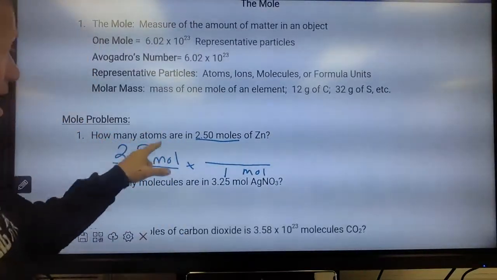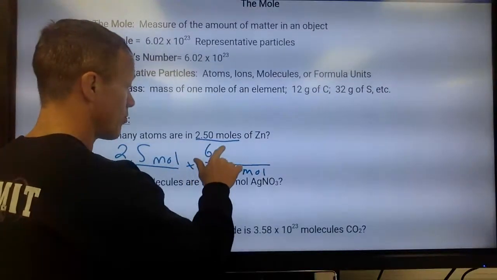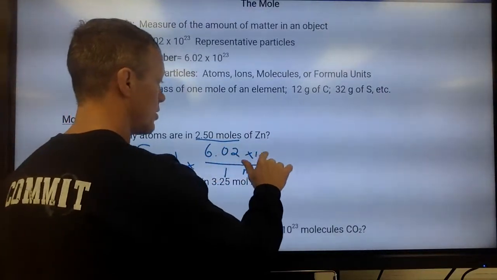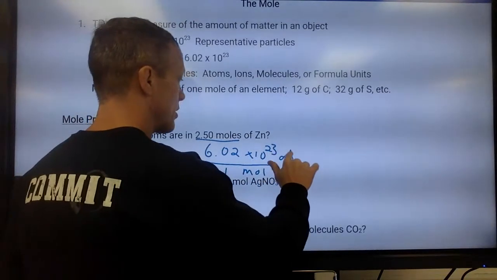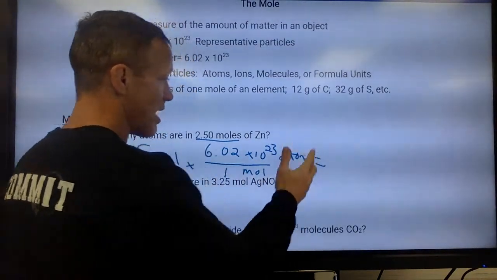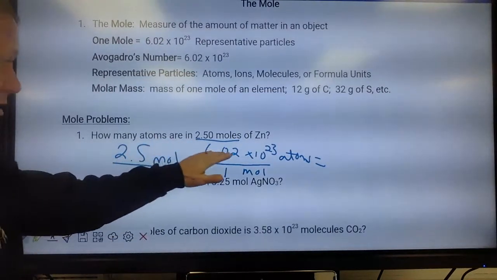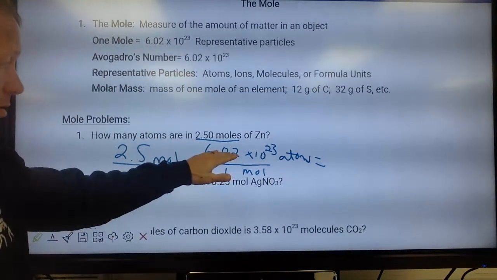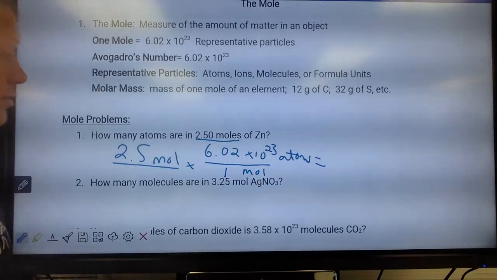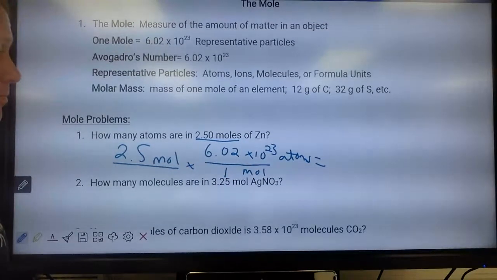Well, in this case, it's asking how many atoms. So we're going to write 1 mole equals 6.02 times 10 to the 23rd atoms. You can just put an A or AT for atoms, or whatever you want to do for a label. So we're multiplying 2.5 times Avogadro's number.